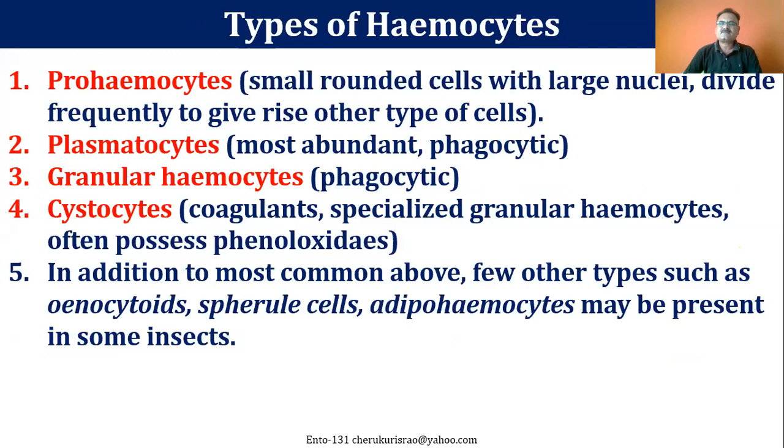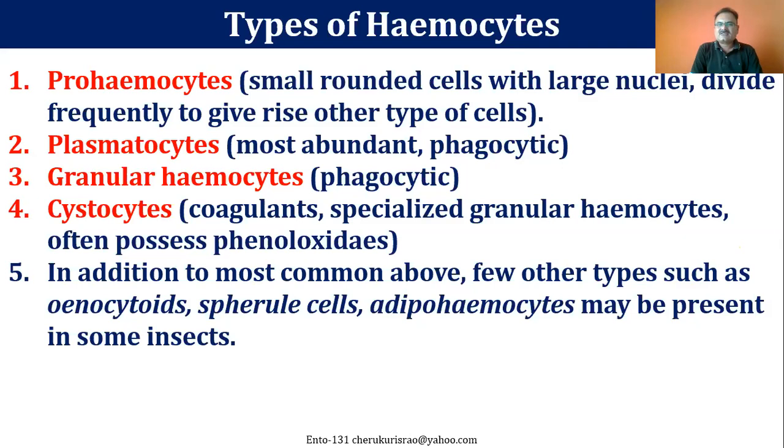The blood cells, the hemocytes: there are four important types. One is prohemocytes. These prohemocytes are small, rounded cells with a large nucleus, and they are the ones frequently dividing and modifying through a multiplication process into other types of cells. The second one is plasmatocytes. They are the most abundant blood cells and they are phagocytic. It means the plasmatocytes have a very, very important role as far as the defense mechanism is concerned.